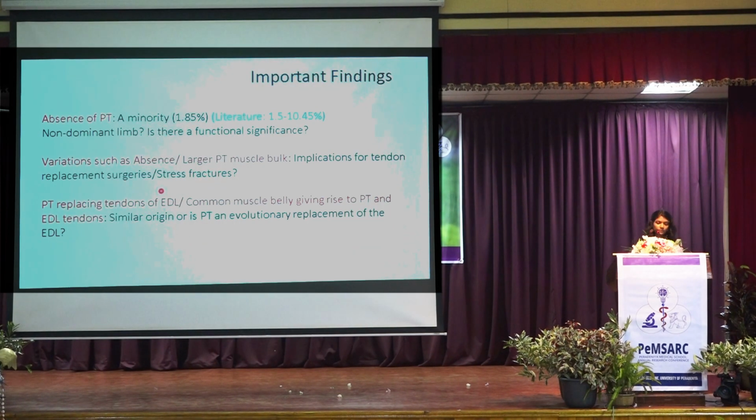So if you look at a few of the important findings, the absence of peroneus tertius was in a minority, mind you. We studied 54 lower limbs, and it was absent in only 1. So it was absent in 1.85%. It agrees with the available previous literature.